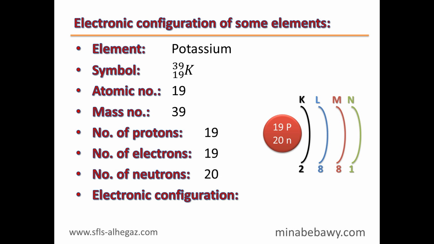In electronic configuration, no energy level is allowed to take more than 8 electrons, except K, which is saturated with 2 electrons, which is still less than 8. No energy level will contain more than 8 electrons. So K will take 2, L will take 8 electrons, M will take 8 electrons, so we have 18 electrons. We have one more electron. We will put it in the 4th energy level, which is N. So the electronic configuration of potassium is K2, L8, M8, and N contains only 1 electron.